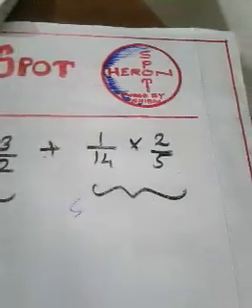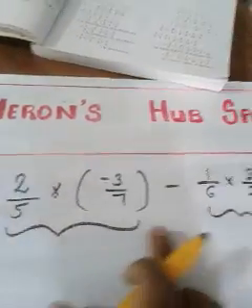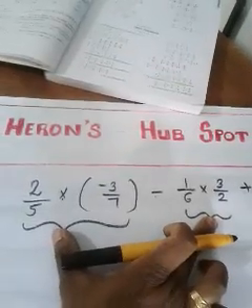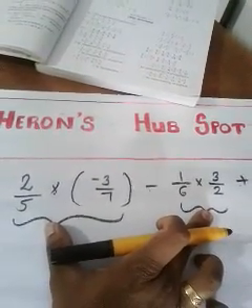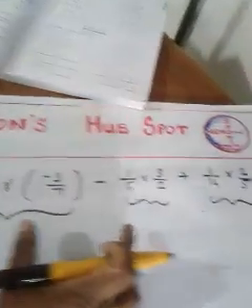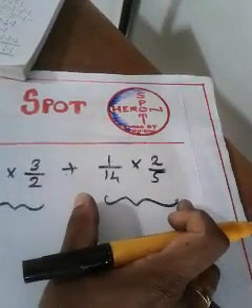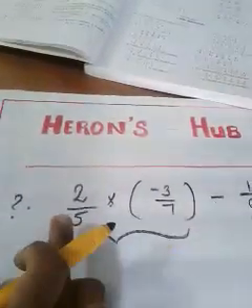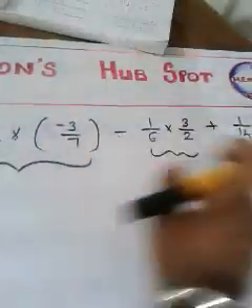Which terms can we write together? Can I write 2 by 5 into minus 3 by 7 and this term together? Is there any common term in both? No. So can I write this term and this term together? Yes, I can. Why? Because one term is common: here 2 by 5 is there and here also 2 by 5 is there. So just write those two terms together.